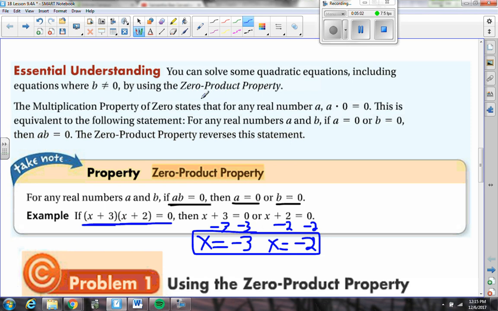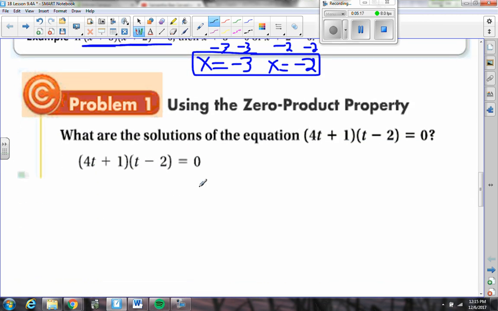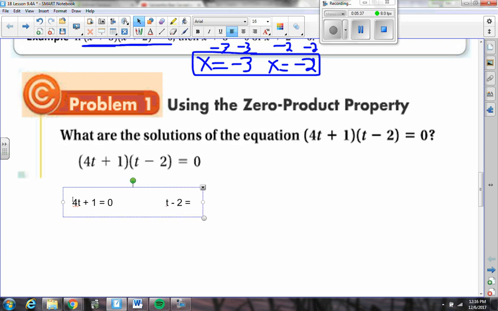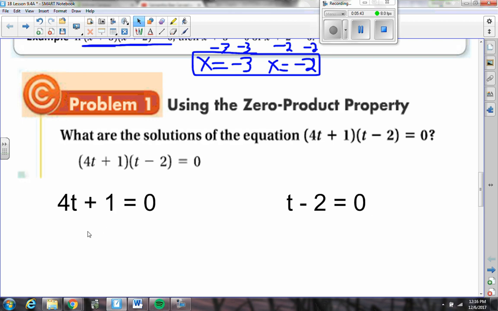Once you have the quadratic equation factored, we use the zero product property to write two separate equations that we can solve quite easily. For example, if we have this factored form, 4t plus 1 times t minus 2, remember it's still equal to 0 because that's what's necessary for this property to work. We can do 4t plus 1 equals 0, and also t minus 2 equals 0. From each of those we can find a solution.